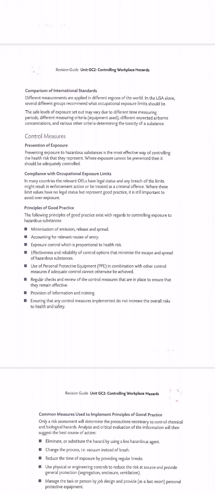Compliance with occupational exposure limits, right? In many countries, the relevant OELs have legal status, and any breach of these limits might result in enforcement action or be treated as a criminal offense, right? Where these limit values have no legal status but represent good practice, it is still important to avoid overexposure. So in this context of control measures, it's talking about compliance with occupational exposure limits.